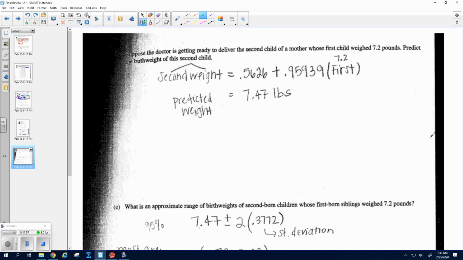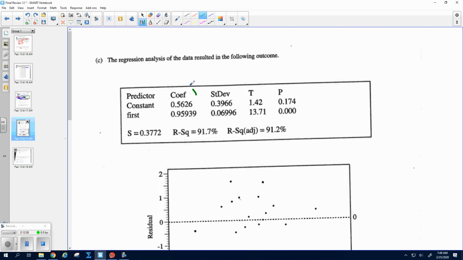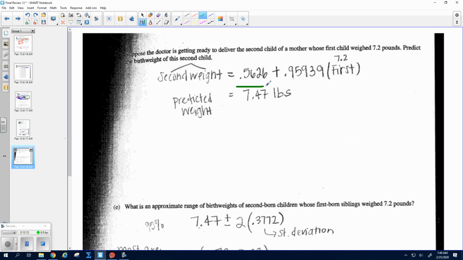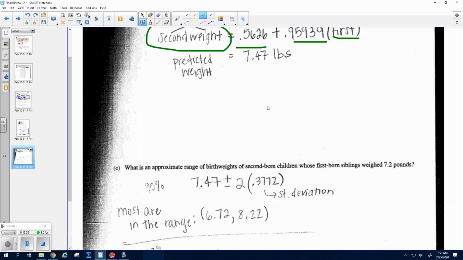All right, so for this one, we're predicting the birth weight of the second child. They already gave us this output right here. We just go to this data. This is the constant, and this is the slope. So you want to write it in that order, constant plus slope times the first child. And remember, you have to have this hat on top of this second weight. That means it's predicted. And I'm going to plug in, if the first kid is 7.2 pounds, that means the predicted weight of the second child is 7.47 pounds.